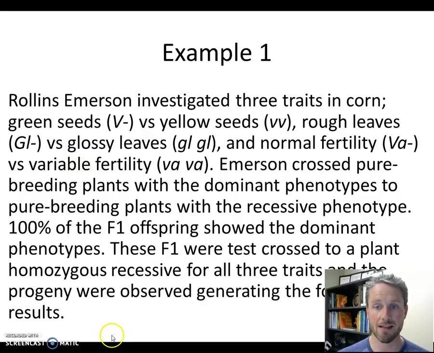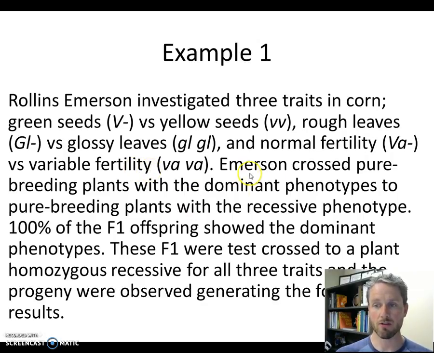And we've defined the symbols that we're going to be using. Uppercase V versus lowercase v. Here we've got a 2-letter gene symbol for rough versus glossy, GL. So uppercase GL or lowercase GL. And then for fertility, we're again going to use a 2-letter symbol, uppercase VA or lowercase VA.